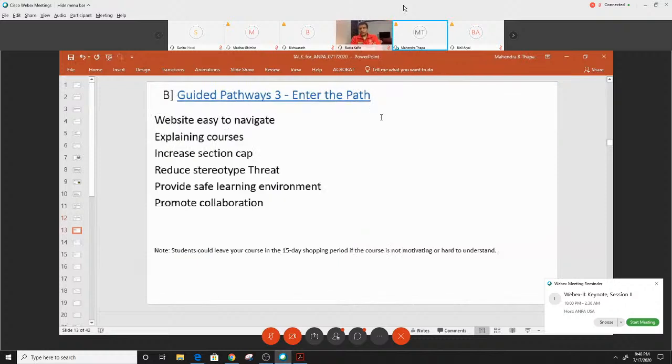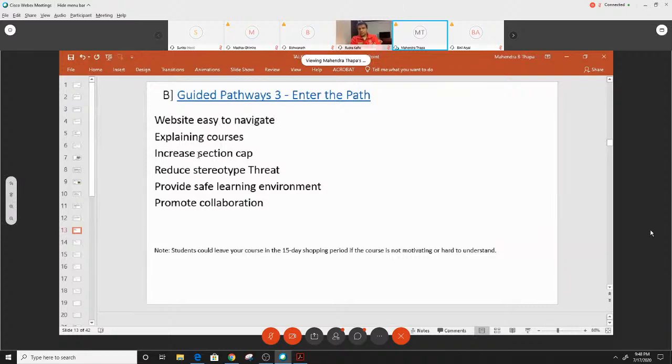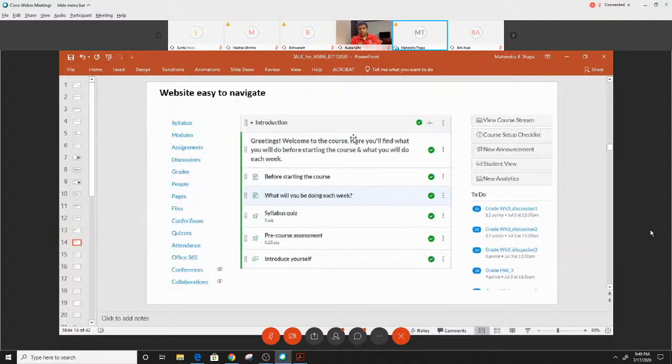Second is enter the path. Once a student comes in the path, our goal is to make them stay in the class. They will not leave our class. So they will be successful in the class. So as an instructor, I try to make my website easy to navigate. I explain the courses. Sometimes I need to increase the section cap, and I have to reduce the stereotype threat and provide a safe learning environment. And you know, this is the ultimate goal, if we have to promote the collaborations. So this is just my example. It could be different, it varies from instructor to instructor.